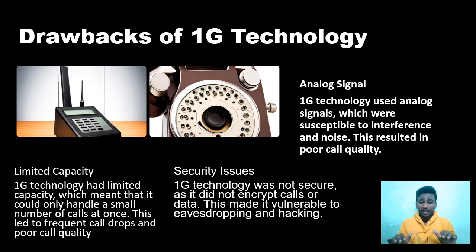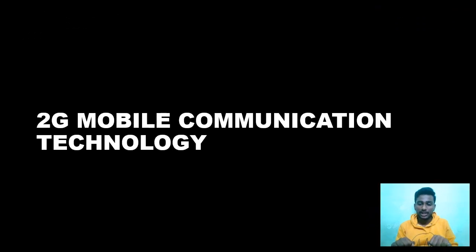did not have encrypted calls or data. This made it vulnerable to eavesdropping and hacking. Analog signal. 1G technology used analog signals which were susceptible to interference and noise. This resulted in poor call quality. Now let us learn about the 2G mobile communication technology.